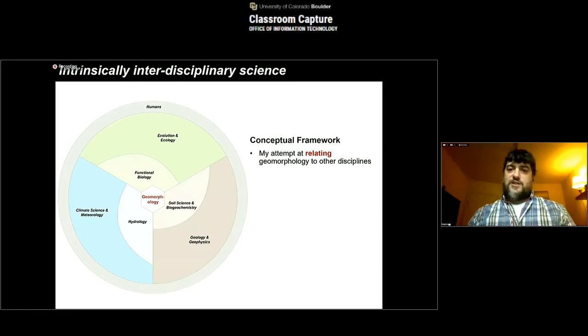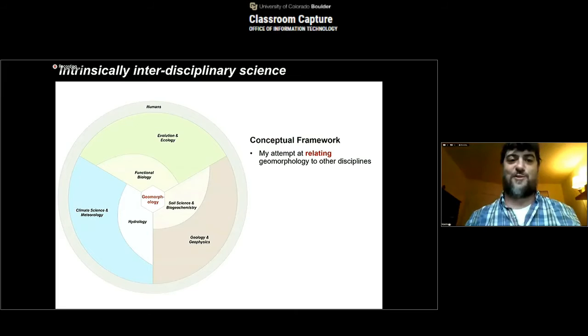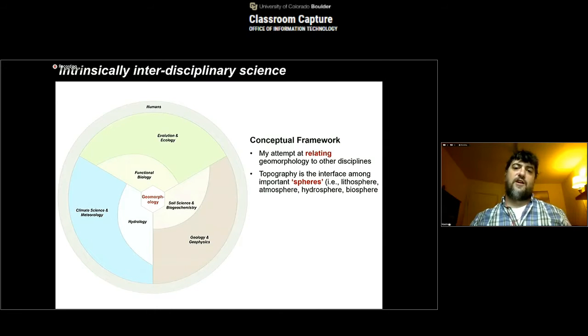Geomorphology is intrinsically interdisciplinary. So this is like I was taking a course many years ago, and this was my conceptual framework that I drew in that course. And of course, I put in the center of my wheel geomorphology. You can draw this many different ways. But it's my attempt at relating geomorphology to other disciplines. And in particular, topography is really interesting because it's the interface among the important spheres we like to think about: the lithosphere, the atmosphere, the hydrosphere, the biosphere.